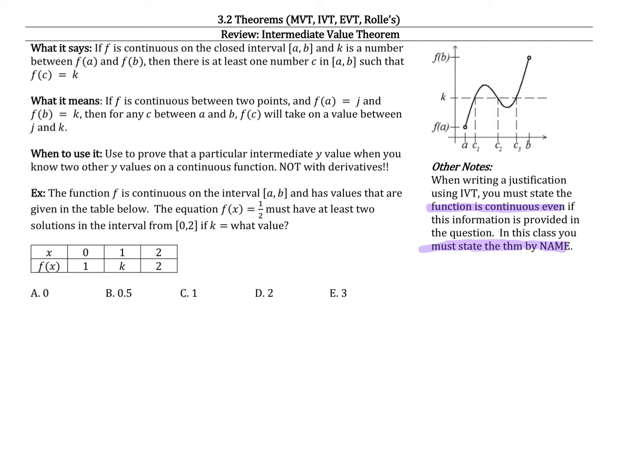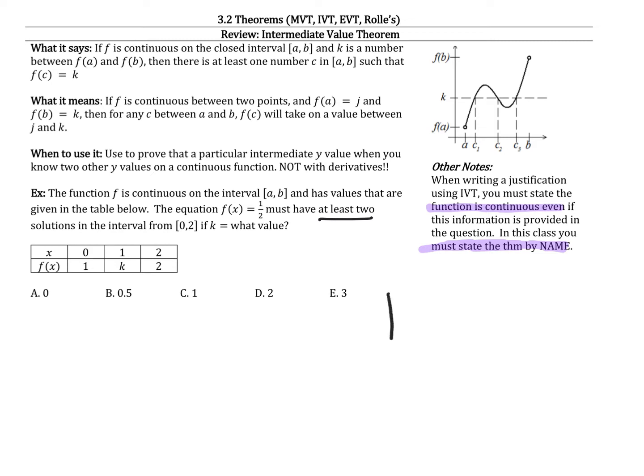So we're going to look at just one quick example here, and I picked a multiple choice one since IVT is review. The function is continuous on the interval from a to b and has values that are given in the table below. The equation f of x equals 1/2 must have at least 2 solutions from the interval from 0 to 2 if k equals what value. So I actually encourage you to pause the video and work through this on your own, and then unpause the video to see how you did.